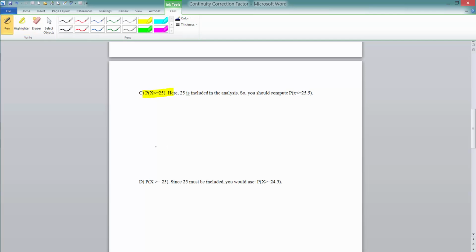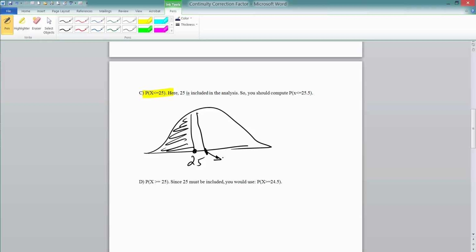Now if I want the probability to be less than or equal to 25, that means I want 25 also included in that range. So I'm going to have to add half a point, my continuity correction factor, so that I'm also including the value of 25. And that's what my answer tells you.